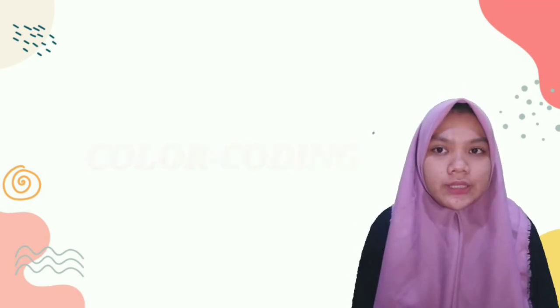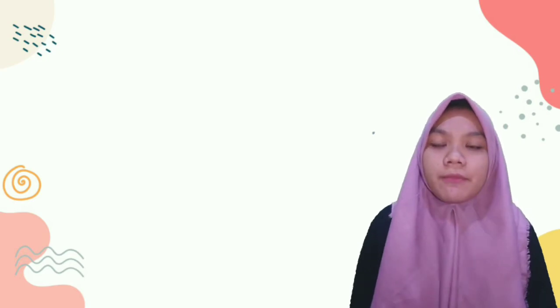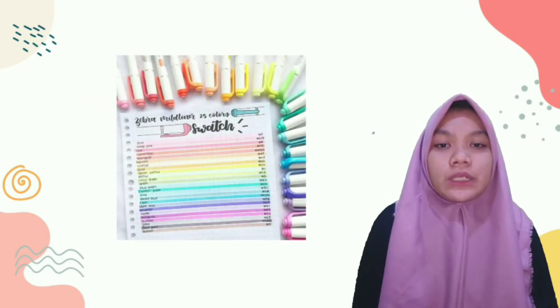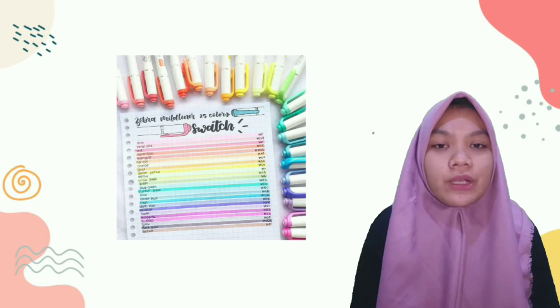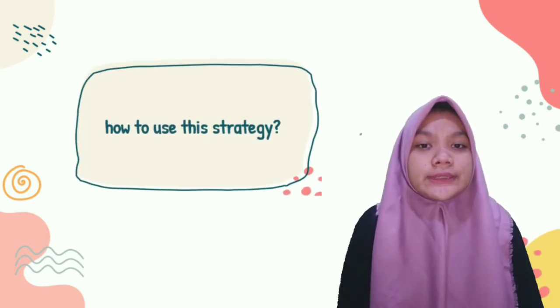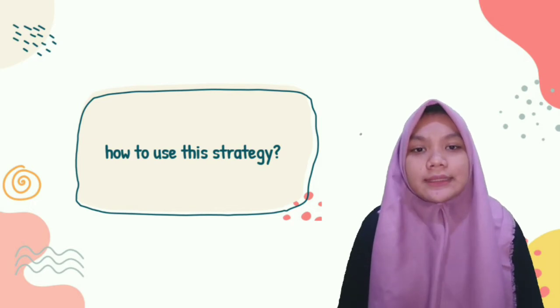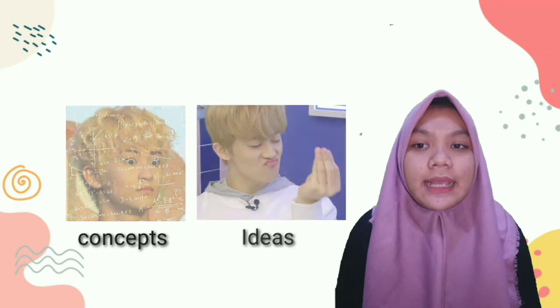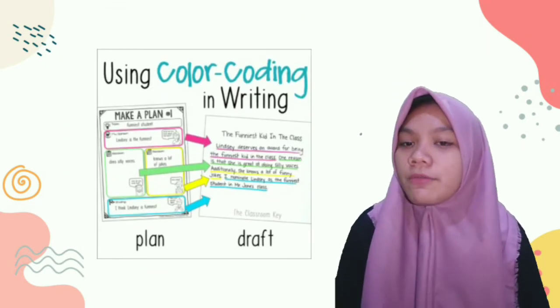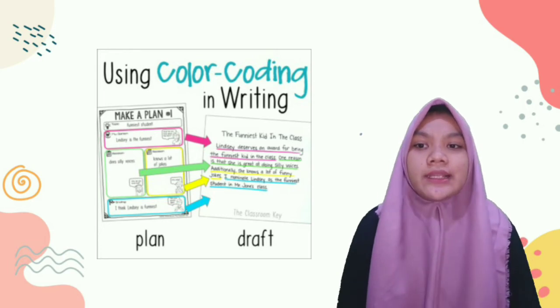What is color coding? Color coding means to give a mark or code to a word or sentence by highlighting the word or sentence with colors. So I will tell you how to use this strategy. First, color coding can assist students in distinguishing between concepts and ideas. So this is an example of how color coding can be used for main idea and detail in short stories.